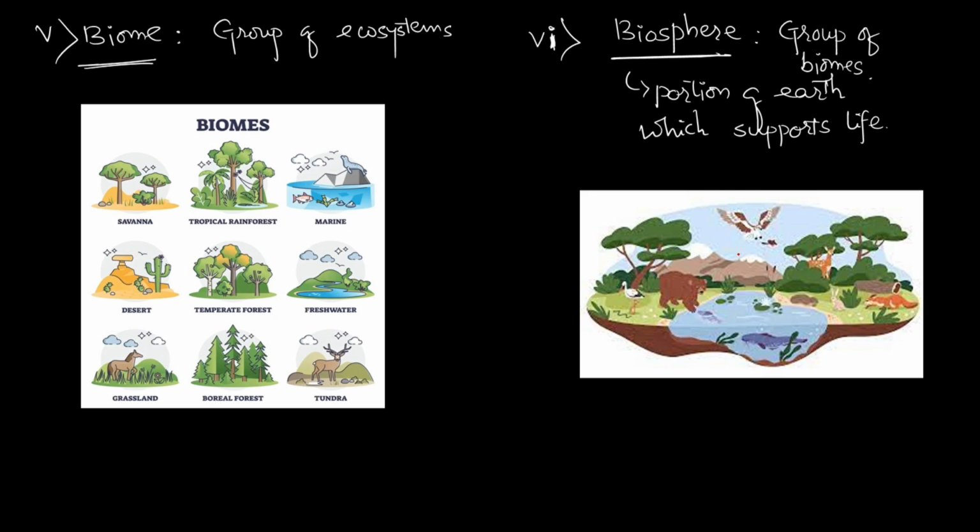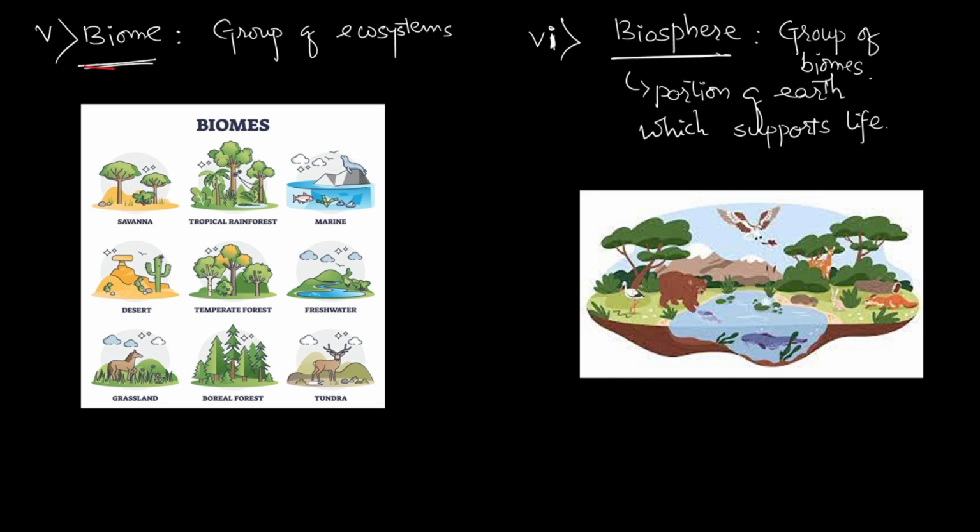Now, what is a biome? A biome, simply stated, is a group of ecosystems. When ecosystems are seen at large and a group of similar ecosystems come together, that is when a biome is formed. There are various different biomes such as savanna, tropical rainforest, marine biome, temperate forest, freshwater, desert, grassland, tundra, and such. These are examples of biomes, and a biome is nothing but a group of ecosystems.